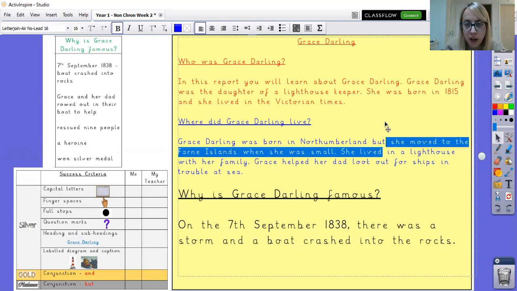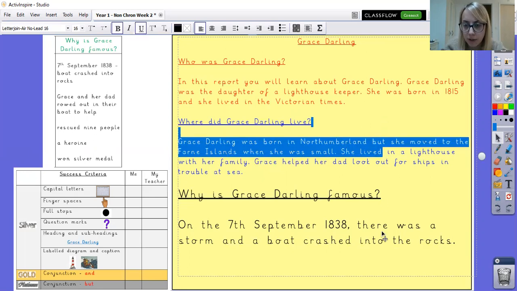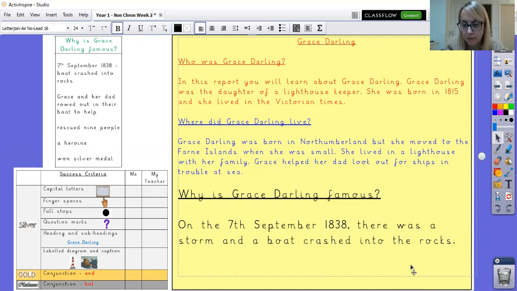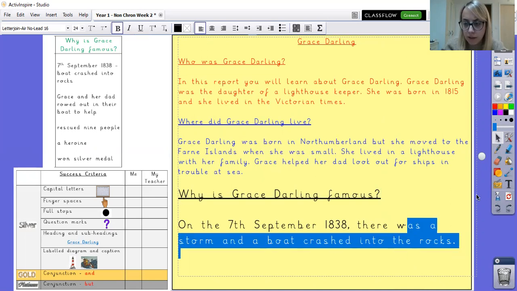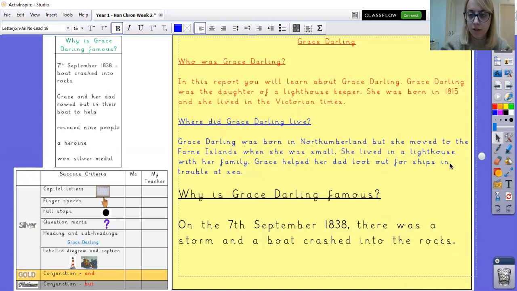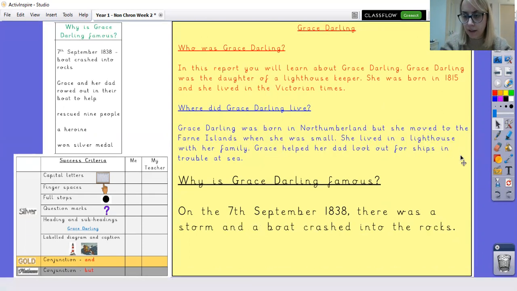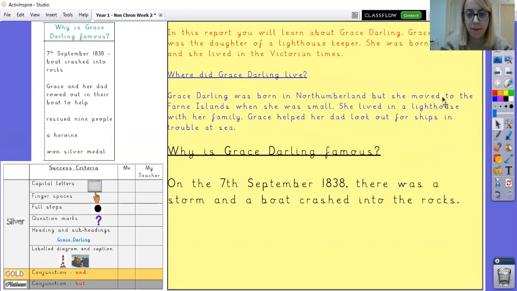Okay, I'm going to just move this up slightly because I'm worried we're not going to have enough space. So it's not working for Miss Norman. Let's try again. Sorry, Year Ones. Here we go.